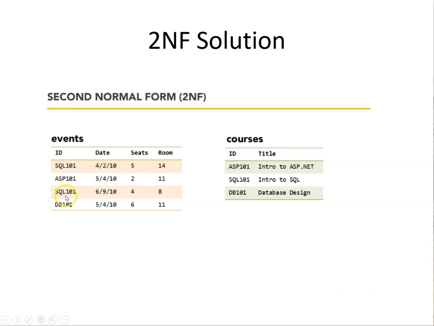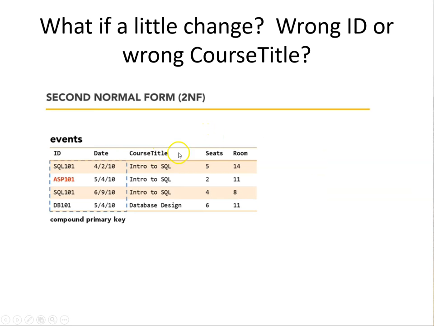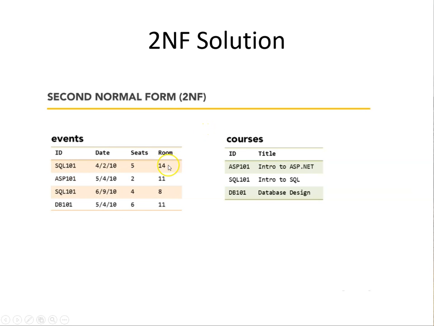SQL 101, ASP 101, SQL 101. The combination is still there as the primary key, but notice that the course title has been removed. It's basically removed over here to allow this to be in second normal form. Both of these tables are in second normal form.